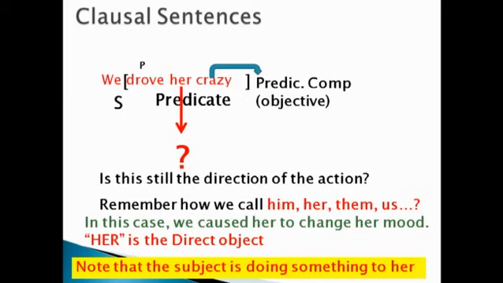"We drove her crazy." Again, what is the function of "her"? Is this still the direction of the action? Yes, it is. Remember how we call him, her, them, us: objective pronouns. So in this case, we caused her to change her mood. "Her" is the direct object towards which we acted. Note that the subject is doing something to her: driving her crazy.